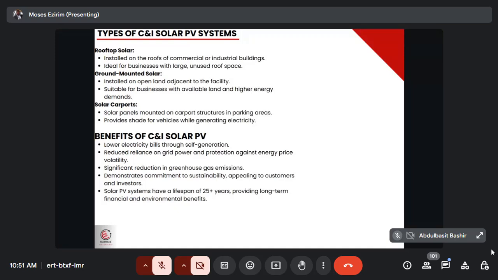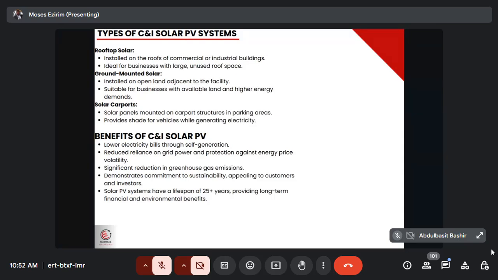We all know this. Now, demonstrating commitment to sustainability appeals to customers and investors. We have a lot of investors. There are people that have the money. They are looking for where to channel their money to. If you meet up with them and tell them you have this project, you've done your assignments, you are good to go, investors will put their money.